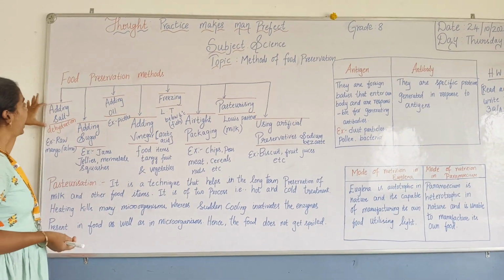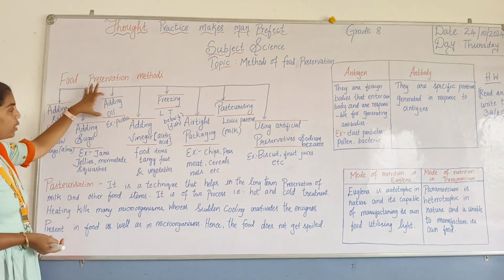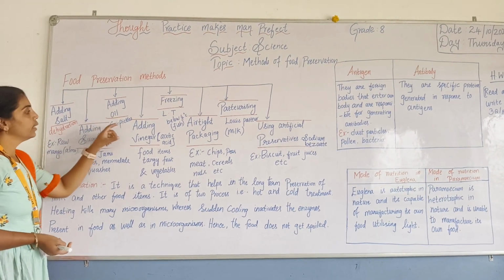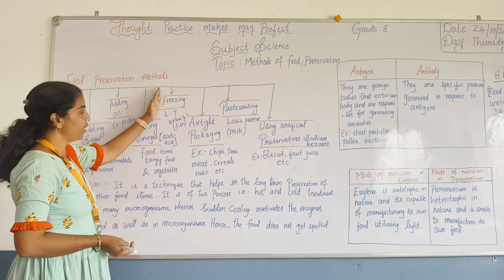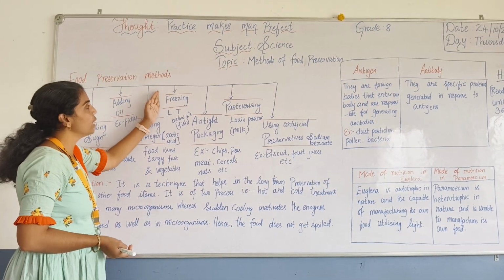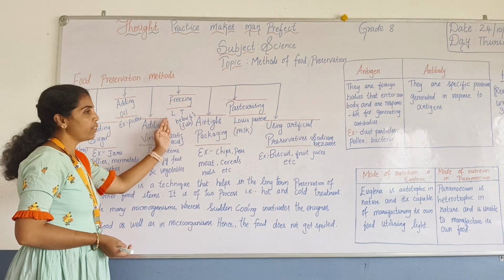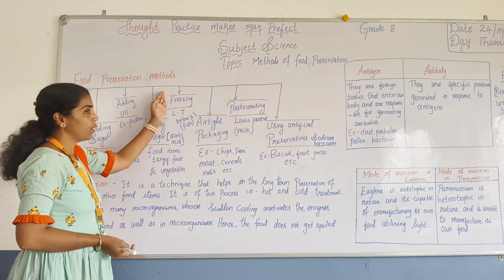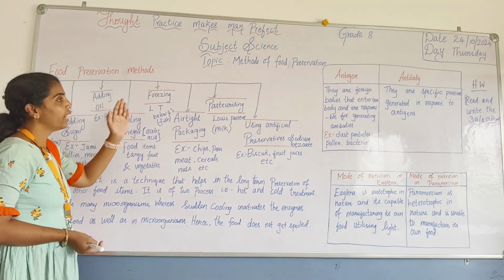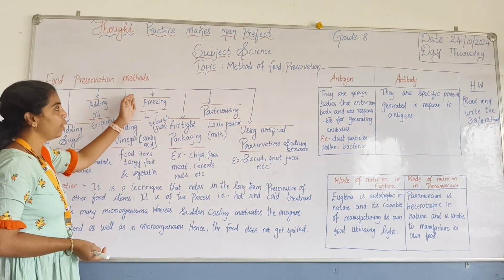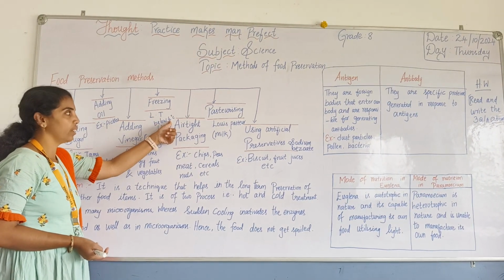One is adding salt. The next one is adding oil, then adding sugar, adding vinegar, then freezing. This freezing is using a refrigerator, and there are two types of freezing. One is low temperature freezing, another one is high temperature freezing. High temperature means what we are keeping in the refrigerator. And low temperature means it is below 4 degrees centigrade.